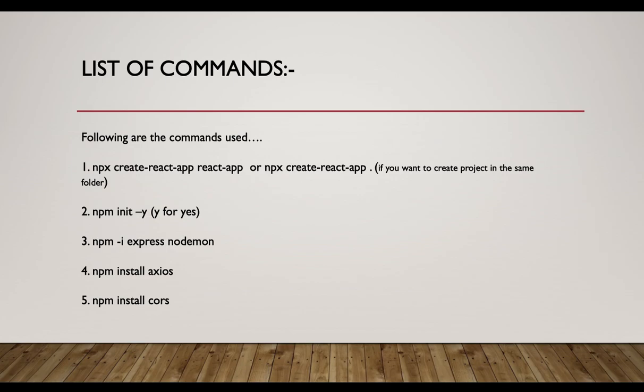First one is for creating the React app. Second one is for the Node package initialization. Third one is for installing the Express and Nodemon libraries into our application. Fourth one is for installing Axios for our front end, that is React. And fifth one is for installing CORS, the cross-origin policies.